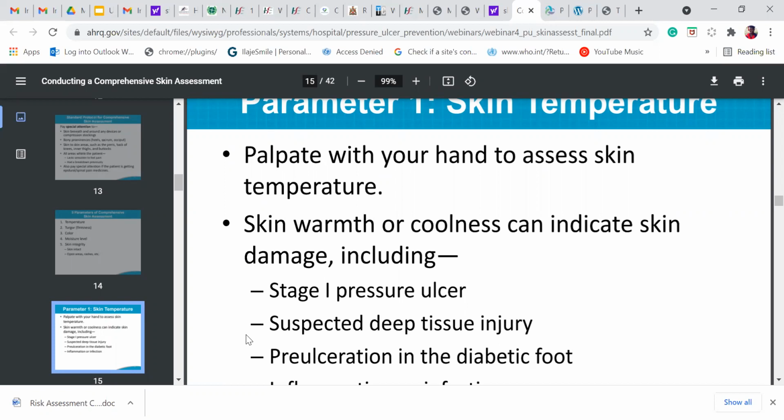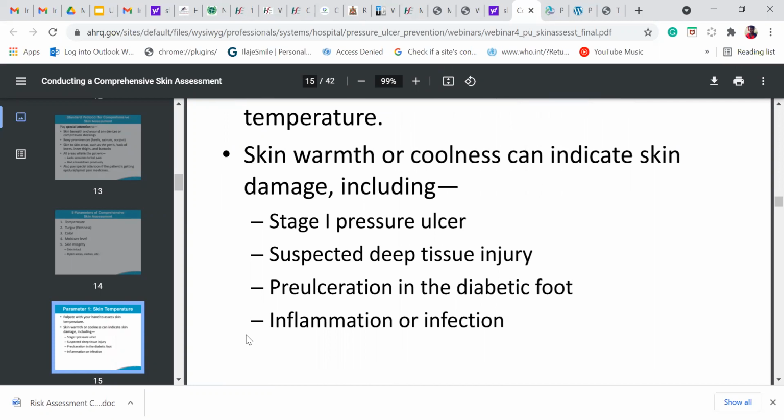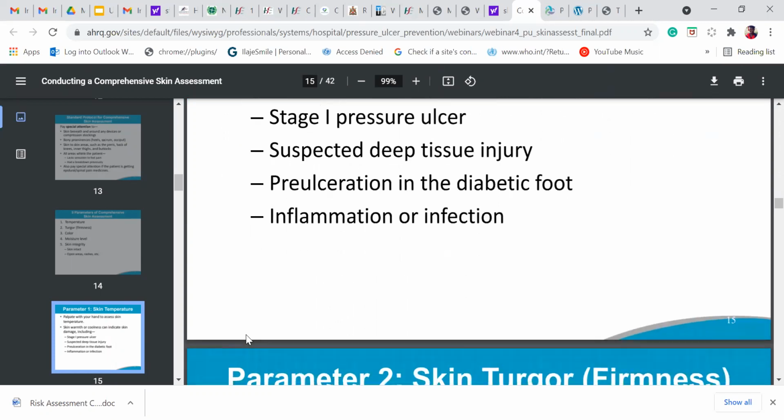Any suspected deep tissue injury, you might also know that by touching, palpating with your hand. Pre-ulceration in the diabetic foot or any inflammation or infection can also be detected when you palpate with your hand.